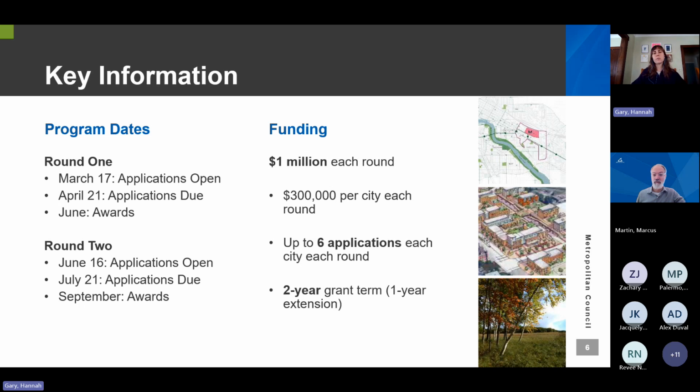The first round of pre-development will open on March 17th, with applications due on April 21st. And funding awards for that first round are expected to be made in June. The second round of pre-development will open on June 16th, and applications are due on July 21st. And for the second round, awards are expected to be made in early September.